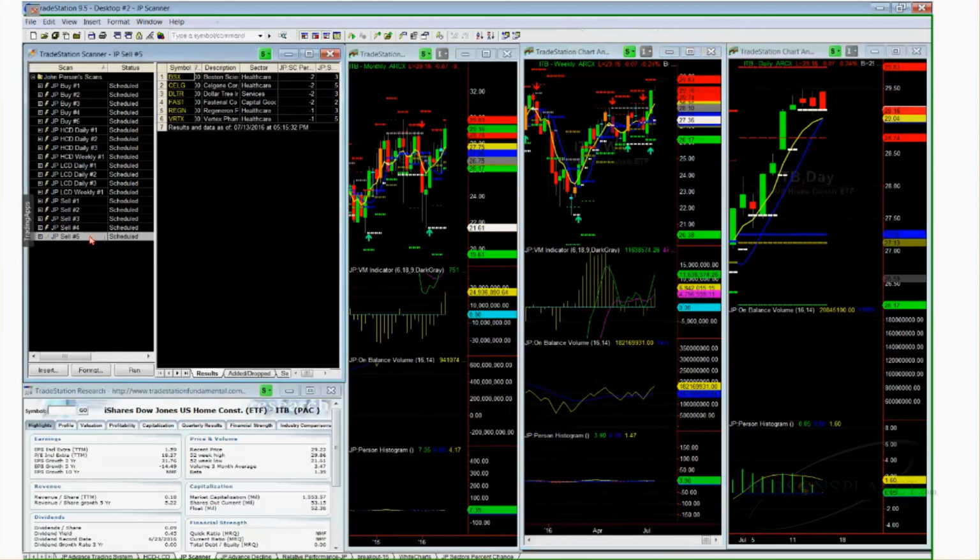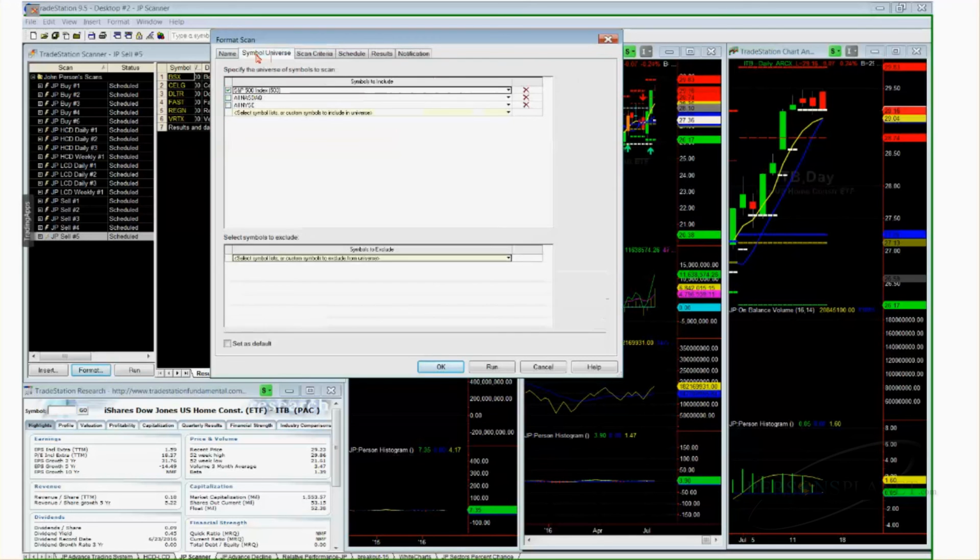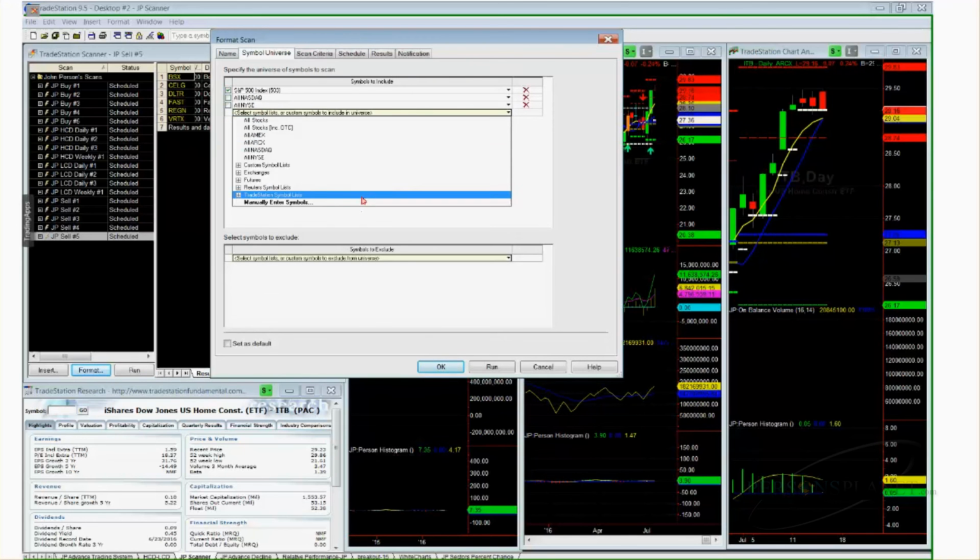So that is one of the ways that I can go here, and I'm going to go to Format. All right, I'm going to go to Symbol Universe. I'm going to select a Symbol Universe, TradeStation symbol list, and I can go to an industry group, of course, and I want motor vehicles, I want transportation. I just click transportation as a whole and hit run.